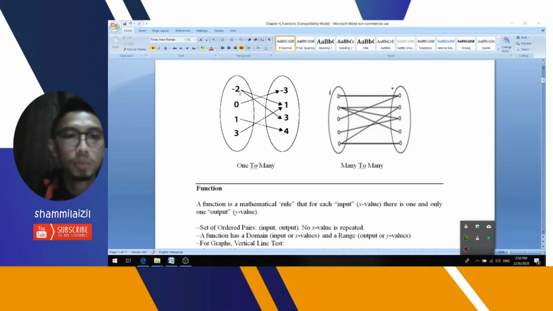One to many relation: take a look at this part here. The x element here is -2, moving to both 1 and 3 as the y values. So a single x moving on to two values of y, that's why we call it one to many. And then obviously for this one, many to many relations, you can conclude by yourself what it means.